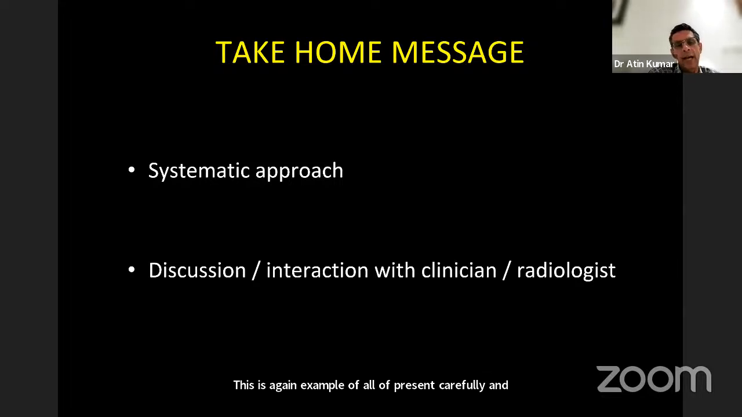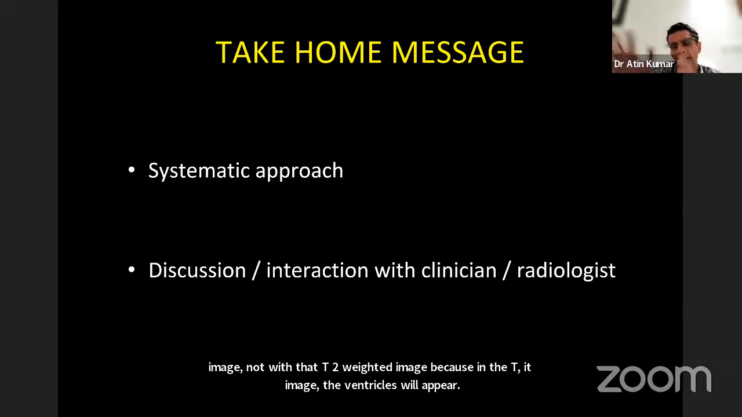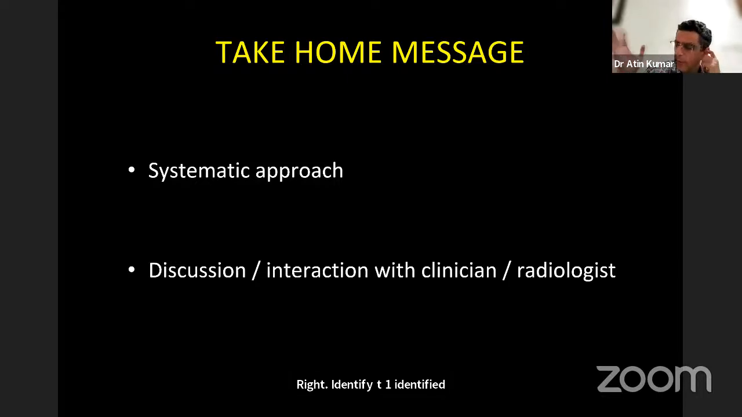So with this, I will end my talk. My teaching point for today is have a systematic approach. Identify whether it is CT or MR. Of course, you know whether it is CT or MR, but sometimes imaging comes to you. You will confuse only the CT with the T1 weighted image, not with the T2 weighted image, because in the T2 weighted image, the ventricles will appear bright. Identify T1, identify T2, look at something which is abnormal. On CT scan, the best abnormalities which you can pick up are bleeds, calcifications. Of course, you can pick up hyperdense areas also, but those are difficult to pick up, especially in a neonatal age group. MR is better for that.